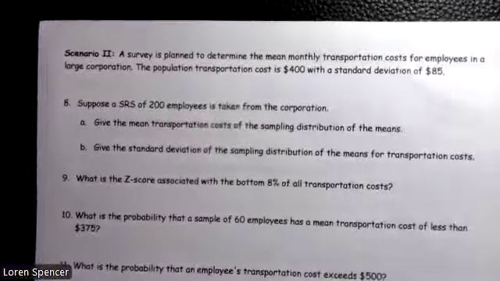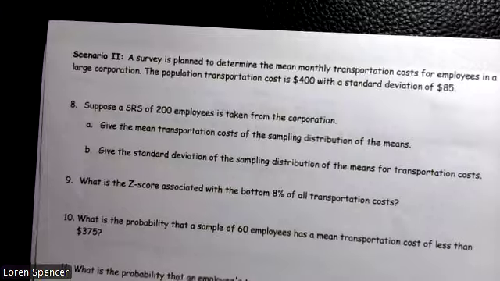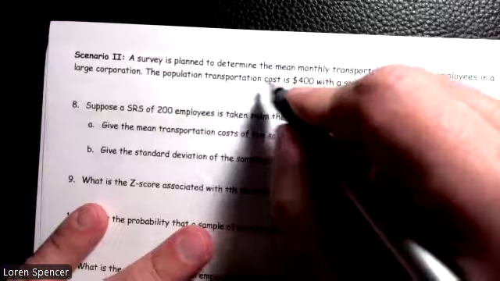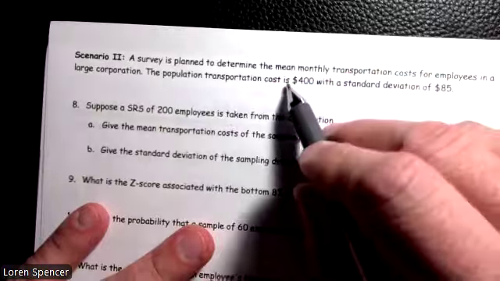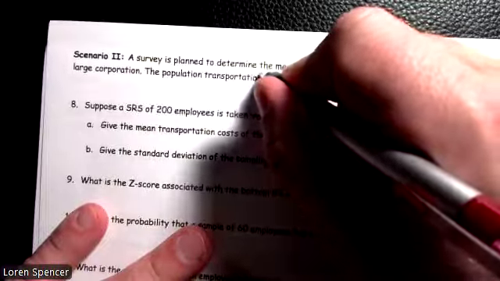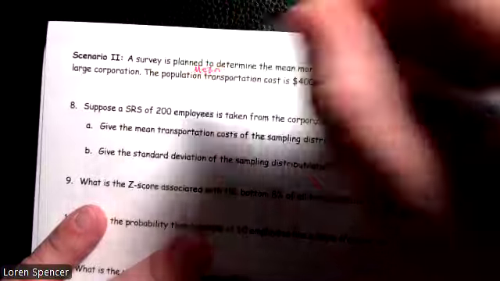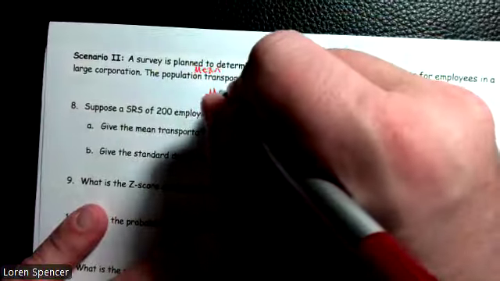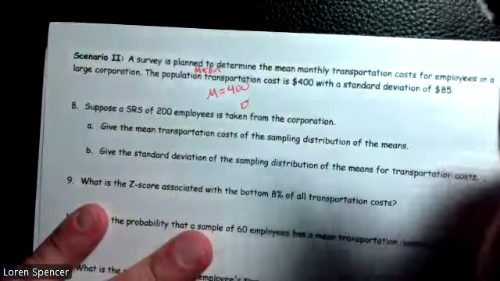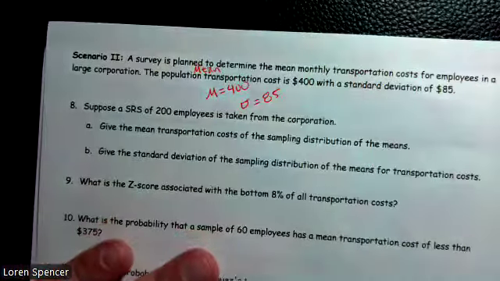A survey is planned to determine the mean monthly transportation cost for employees in a large corporation. The population mean transportation cost is 400. I'm going to go ahead and write the word mean in there because it should be there. So mu equals 400. And they tell me it has a standard deviation of the population equal to 85.